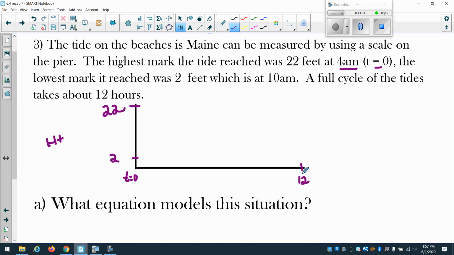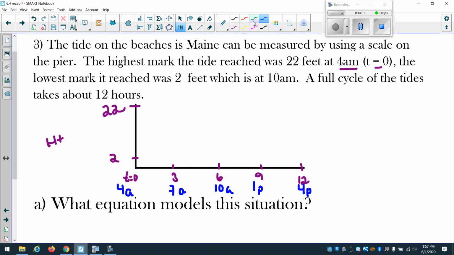Okay, so to find the increments, 12 divided by 2 is 6. 6 divided by 2 is 3. 3 times 3 is 9. Okay, so if t equals 0 is at 4 a.m., so this is 4 a.m., this is 7 a.m., 10 a.m., 1 p.m., and 4 p.m., okay, to fill in the times.